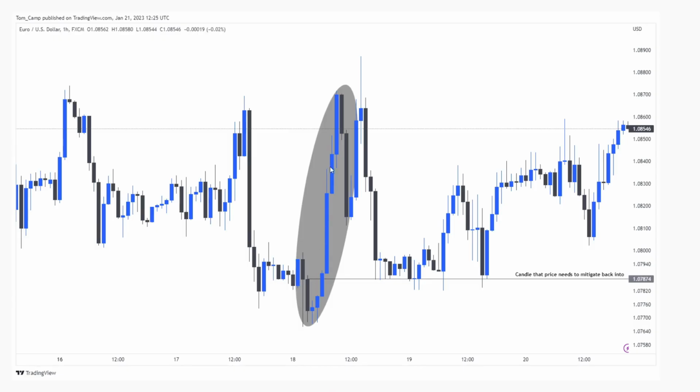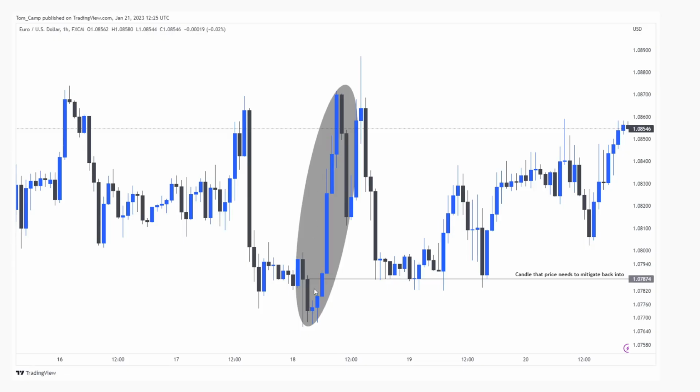This here is expansion away from this level. We identify this candle as a key area. Candles are a topic we're going to go over, so do not worry. But long story short, we can see that this is a candle that price needs to mitigate back into, because there are orders left inside this candle. And as you can see, price has come back from this expansion and then moved again to the upside. So price has moved to the upside after coming back to mitigate. We've expanded, showing our intent that price wants to move higher.